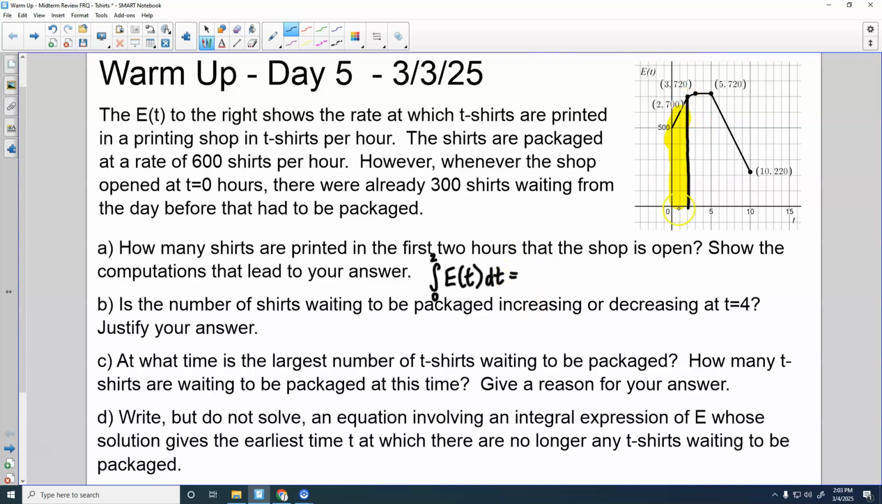And then for this one, you can do it as a rectangle and a triangle. I'm going to do it as a trapezoid. At least write down where you plug the numbers into the trapezoid. I feel like you should probably do that to be safe. So 1/2 the width of this trapezoid, or the height, would be 2. It really looks more like the width here. And then it'd be 500 plus 700, and that would be 1,200 shirts. Okay.